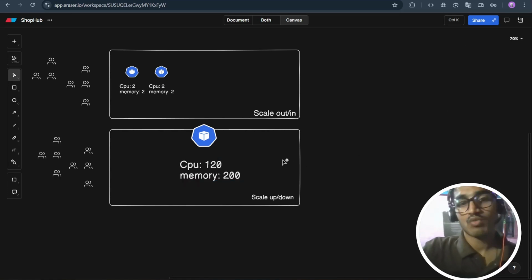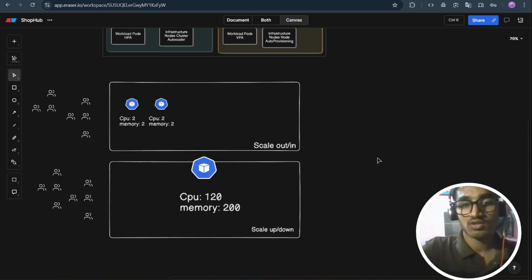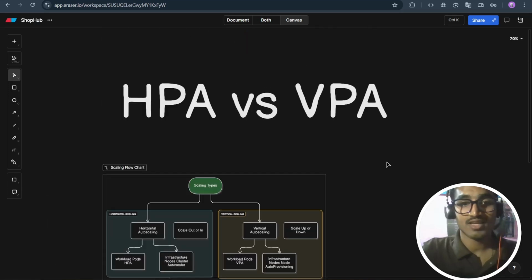Vertical pod autoscaling is slower than HPA, and it restarts the pod to recreate it, which is a downside of VPA. It is useful for stateful applications, where your application needs to maintain state, like a database. So this is what horizontal and vertical pod autoscaling are.